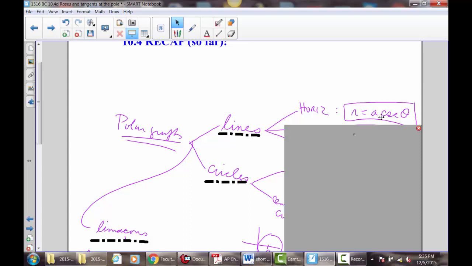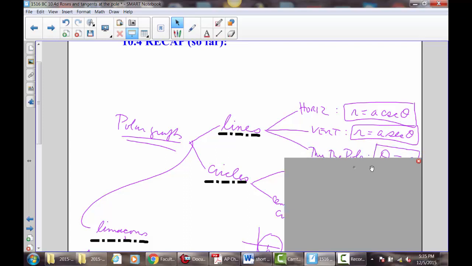Over here, what you would be able to do is simply multiply both sides. Realize that this is 1 over sine theta, do a cross product, and then you'd see that r sine theta is y. Vertical line, same idea, is x equals a number a. X is r cosine theta, divide both sides by cosine theta, you get r equals a secant theta.